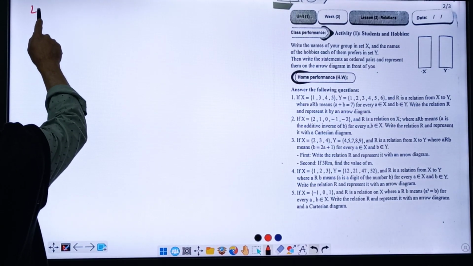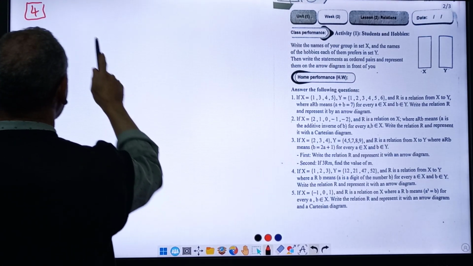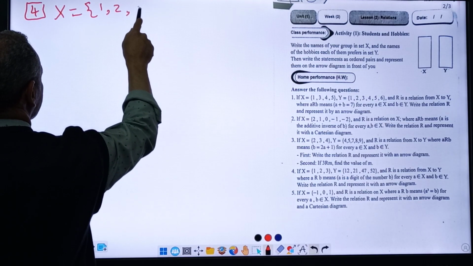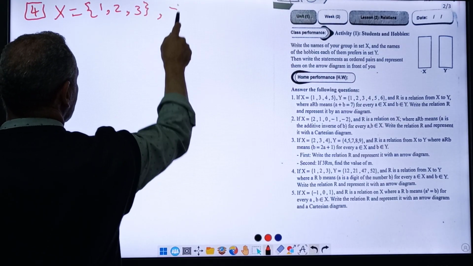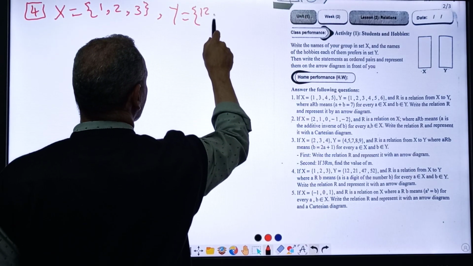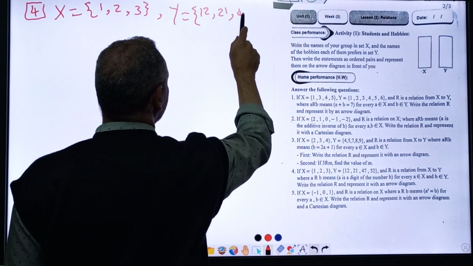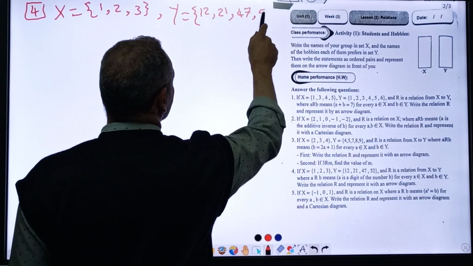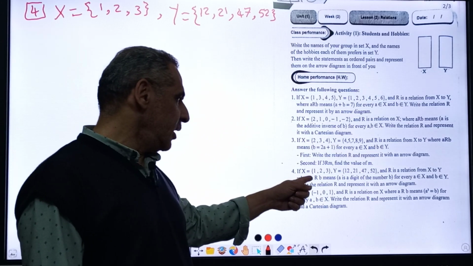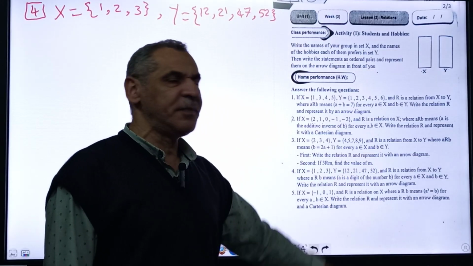في number 4 أنا عندي الست X set of element 1 and 2 and 3. Y set of element 12, 21, 47 and 52. طيب انا عايز اجيب الريليشن R: a R b means a is a digit of the number b.